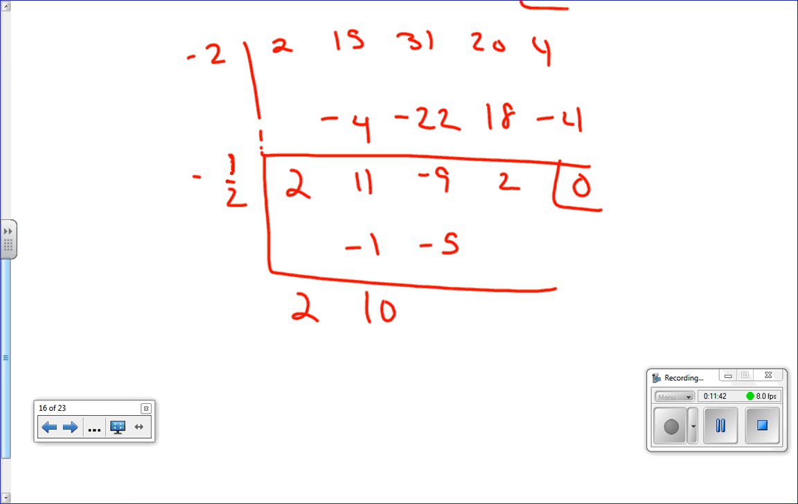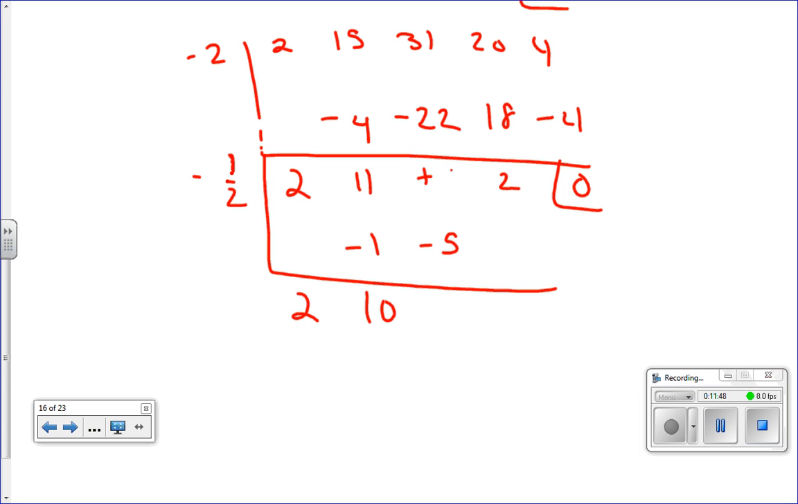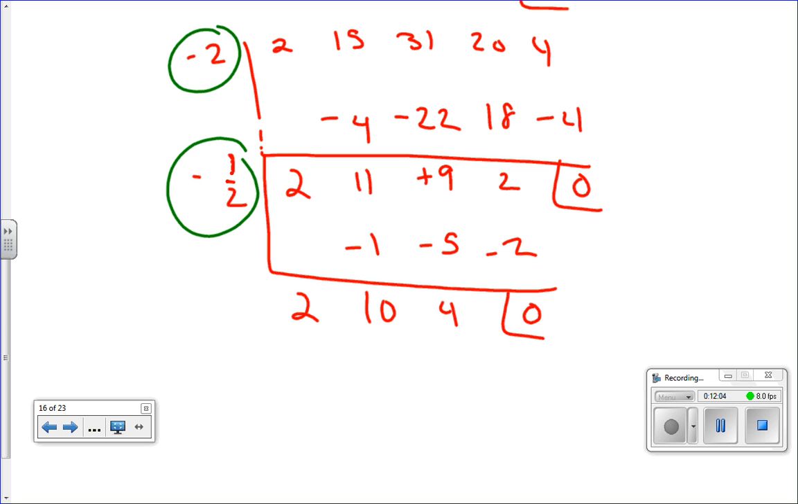That's going to be, all right, I made the same mistake before. This should be a positive 9. All right, hopefully you change that in your notes. Doesn't change the fact that negative 2 is a 0, but it does help me out here. I get a 4, and then multiply and get negative 2, and there's my remainder of 0. So here we have it. We found from the rational root theorem negative 2 and negative 1/2 to be zeros.